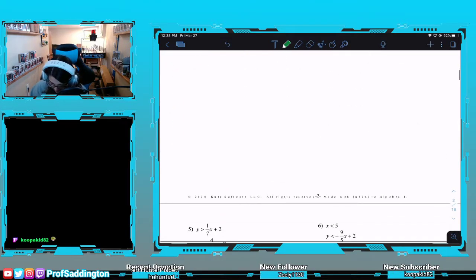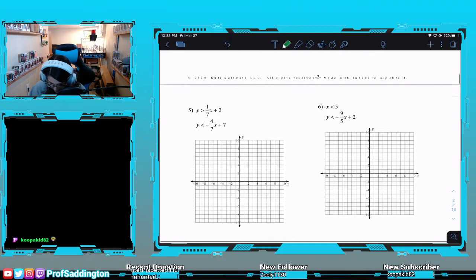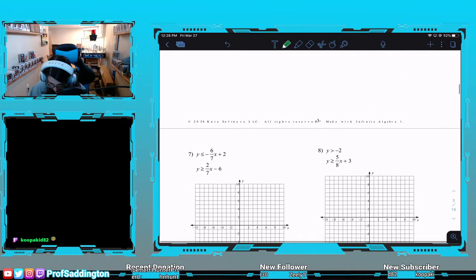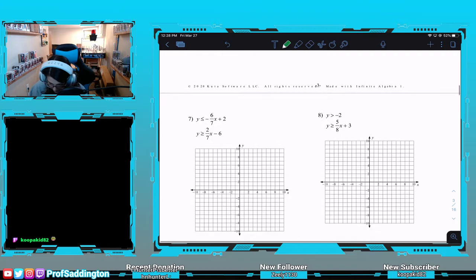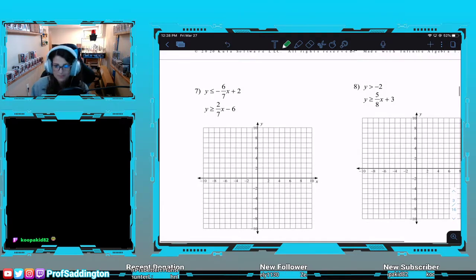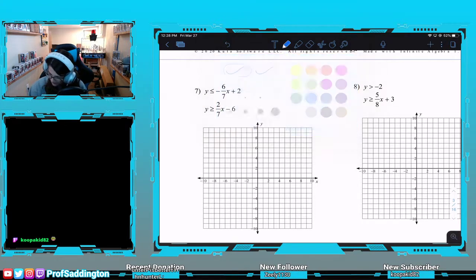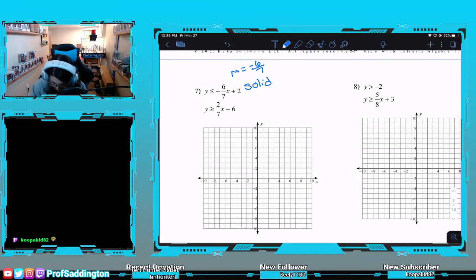Let's get one with a negative slope. We haven't done a negative slope one. Number 7's looking good. I'm going with this one. All right, same process. Got to see, is this solid or dashed? So number 7, the first one is less than or equal to, so that's going to be solid. We have a slope of negative 6 over 7 and a y-intercept of 2.